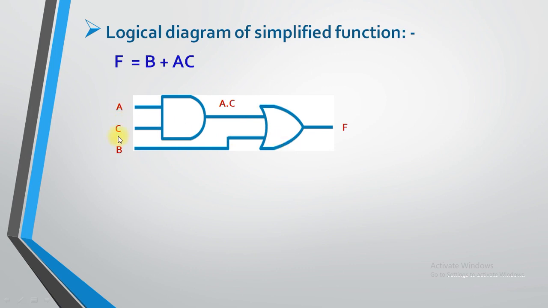See, sequence is not required. A, B, C, don't write it that way. First requirement is what? A into C. So you can write the A variable first, then the C variable, and then the B variable. There is no specific requirement that I need to write it in sequence. Based on my circuit, I can define the variable. So this is the simplest circuit, the logical diagram related with the function f equals B plus AC.